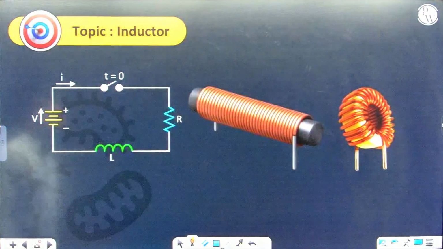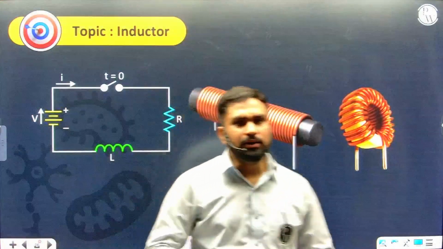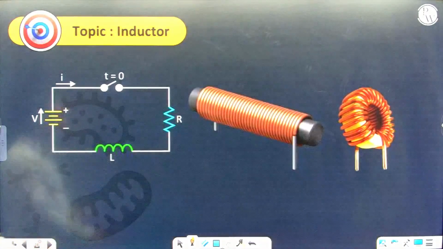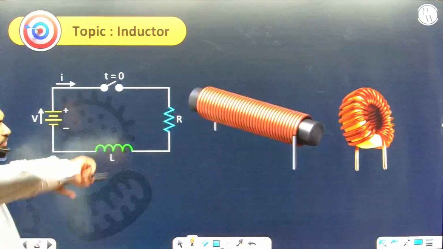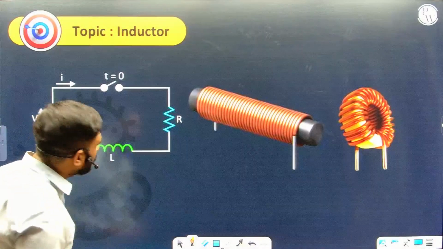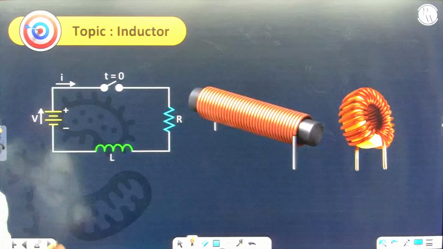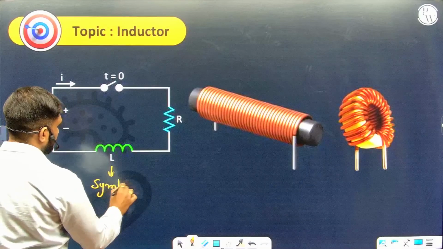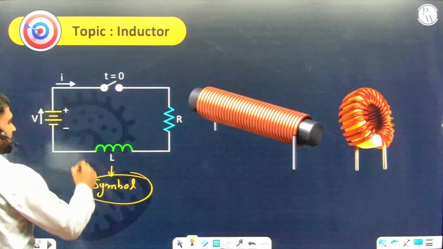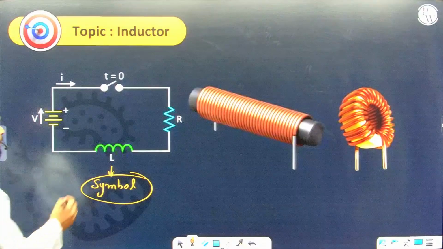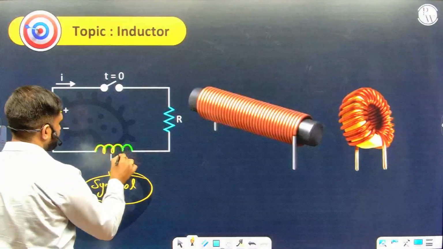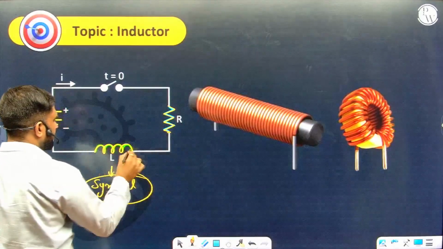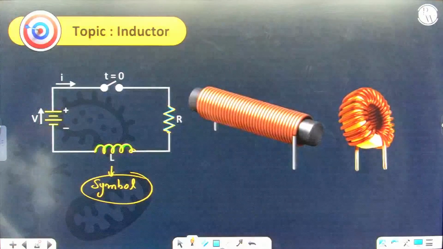What's an inductor? An inductor is nothing but a coil, a small solenoid. A toroid is also fine. A solenoid wound in the shape of a circular loop is a toroid. The symbol of inductor or inductance is L, and its unit is Henry. In the circuit we draw it like a spring. The resistor is a zigzag pattern, and the inductor is a spring pattern. Okay, let's move forward.